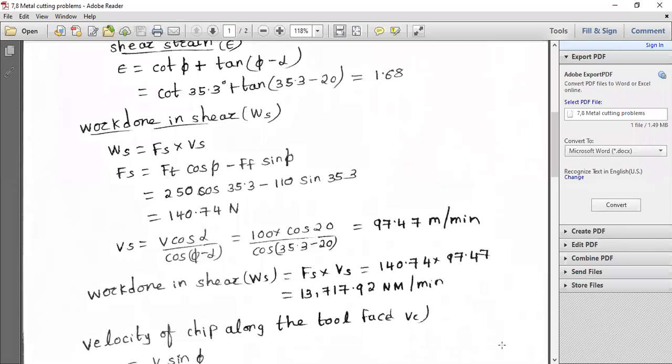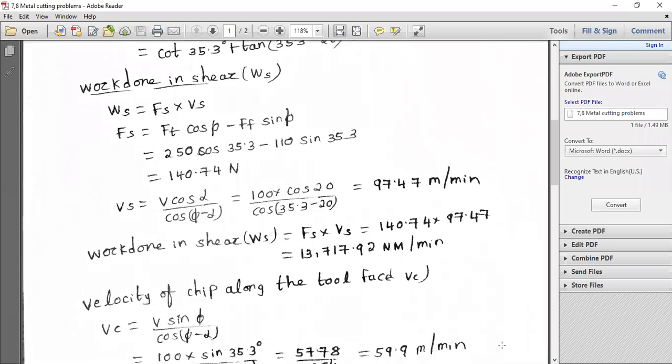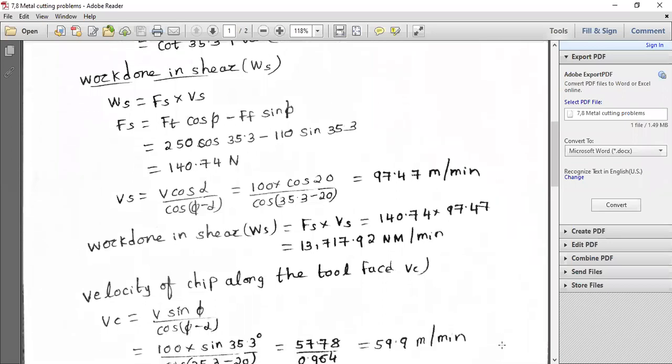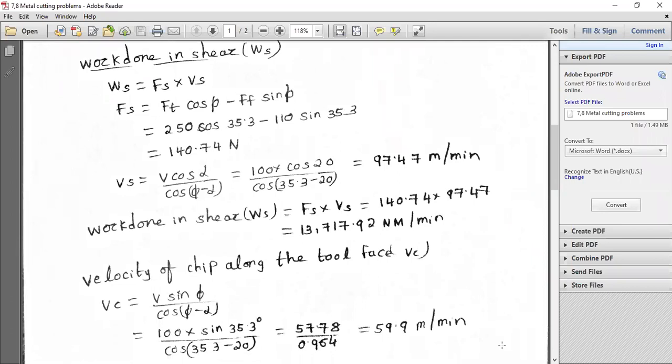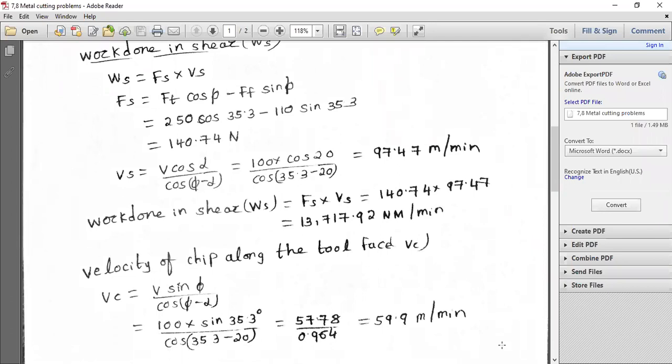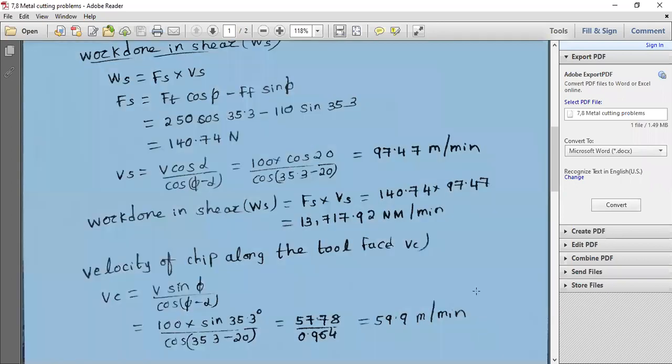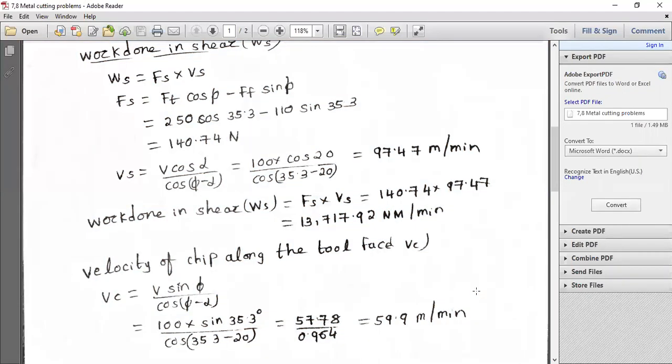Velocity of chip you have to calculate along the tool face. Vc is the velocity of chip, and that is equal to V, the cutting speed, into sin of phi by cos of phi minus alpha. Be conscious of the units. For the shear velocity, you are getting V into cos alpha in the numerator. But here in the velocity of chip, you are getting V into sin phi. The denominator is the same, cos of phi minus alpha.